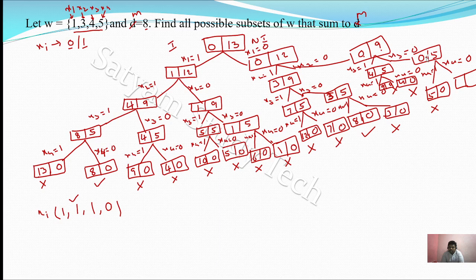Here also you can see it is 0. x4 is not included, that 5 minus 5, that is also 0. It is not a solution. So here it is, a solution is there. You can see what is the solution.